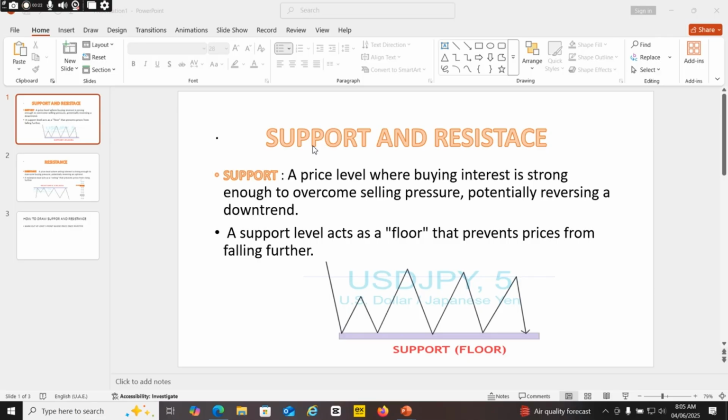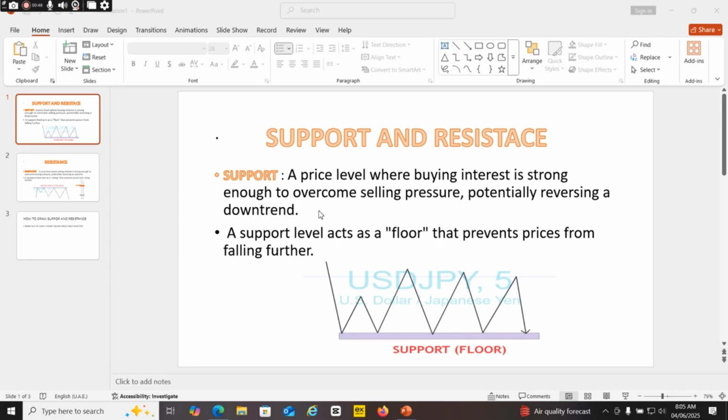Okay, so now within our support and within our resistance. So we say a support, what do we take for support? A support is a price level where buyers' interest is strong enough to overcome selling pressure. Okay, so a support is a particular level in the market, in the price, where the buyers' pressure is heavier than the sellers, potentially reversing a downtrend.